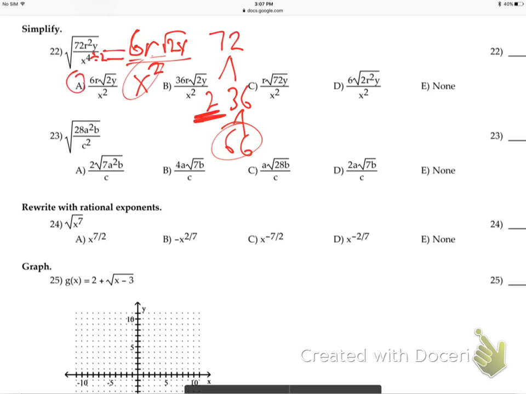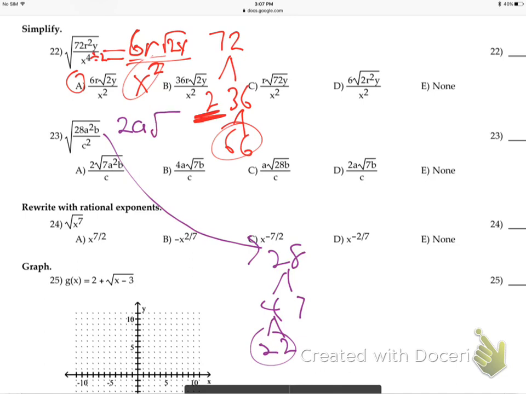Is that good? Number 23, same thing. You got to break down that 28. 28 is 4 times 7. That's 2, 2. 2 2's in, 1 2 out, and 1 a out, and you leave behind a 7 and a b. On the bottom, you get out a c. Is that what it is? Yep. Everybody good on that? The 28, 2 2's, out comes a 2, but the 7 is left in.